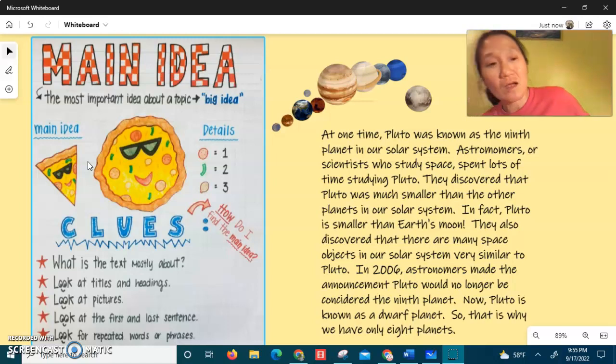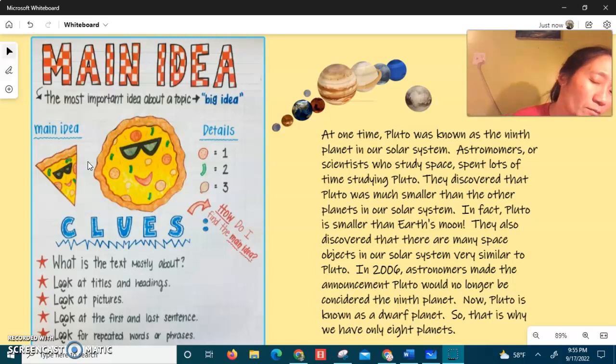So let's read this paragraph together. At one time, Pluto was known as the ninth planet in our solar system. Astronomers, or scientists who study space, spent lots of time studying Pluto. They discovered that Pluto was much smaller than the other planets in our solar system. In fact, Pluto is smaller than Earth's moon. They also discovered that there are many space objects in our solar system very similar to Pluto. In 2006, astronomers made the announcement Pluto would no longer be considered the ninth planet. Now, Pluto is known as a dwarf planet, so that is why we have only 8 planets.